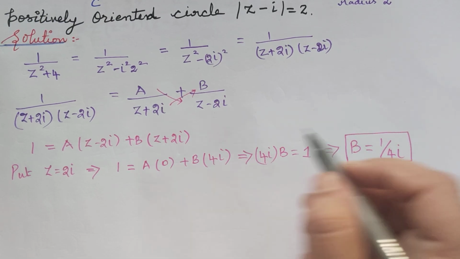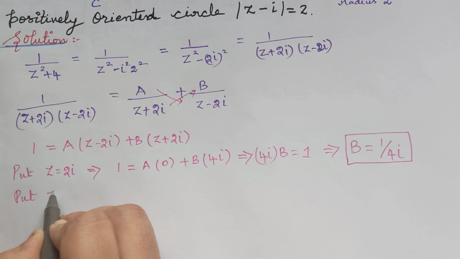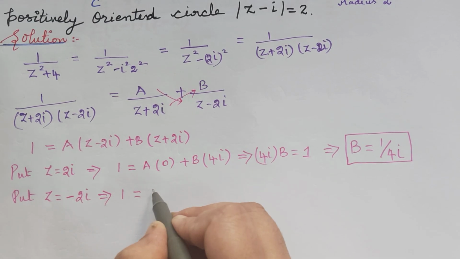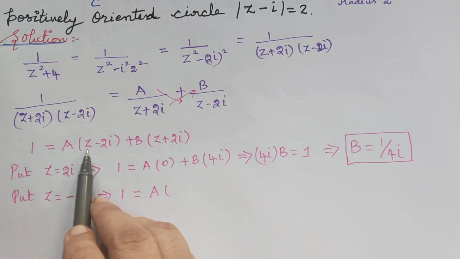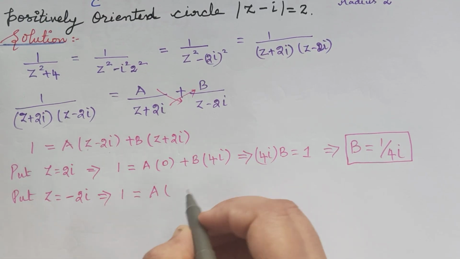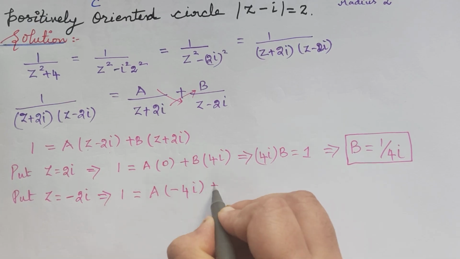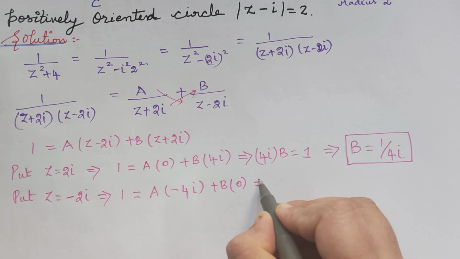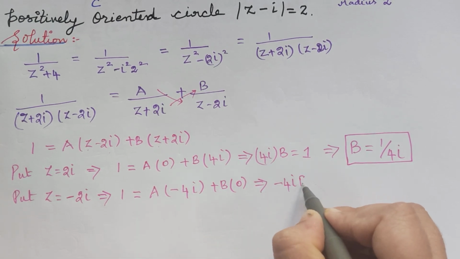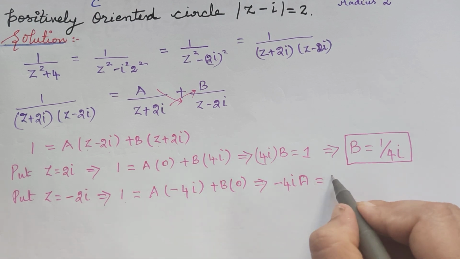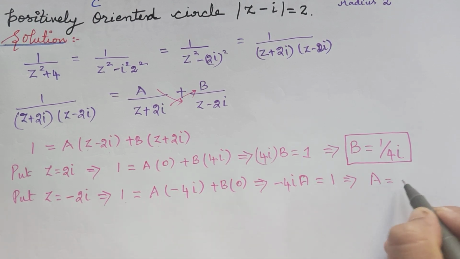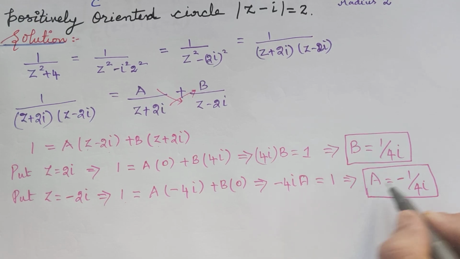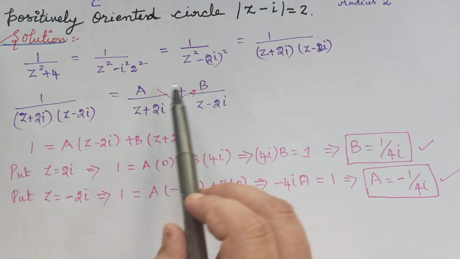In order to find a, we can put z equal to minus 2i. From that we will get 1 is equal to a multiplied with minus 2i minus 2i, so that will give us minus 4i, plus b multiplied with minus 2i plus 2i, which will give us 0. So from this we get minus 4i a is equal to 1. Therefore we obtain a equal to minus 1 by 4i. So now we have obtained the values of a and b, and we can substitute them over here.